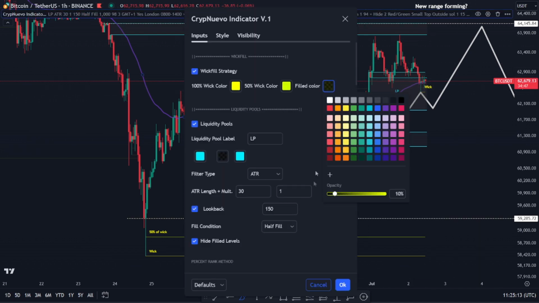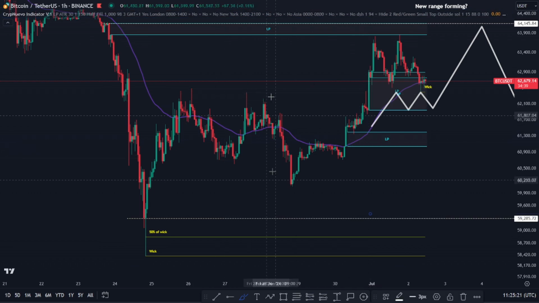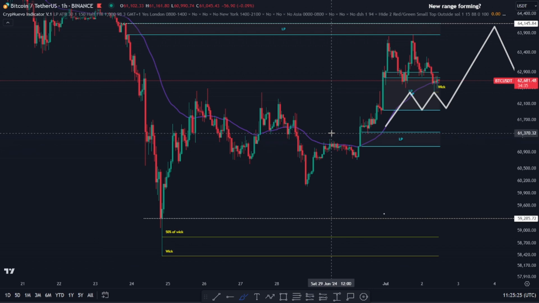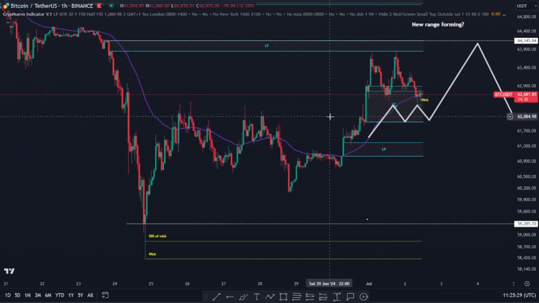But you can change this, okay? You can even change the color of the filled color. You can even reduce opacity, maybe by 5%, so there's less noise in the chart. I like it better like this, at 5-6%. Okay, and yeah, that's pretty much everything about the settings.